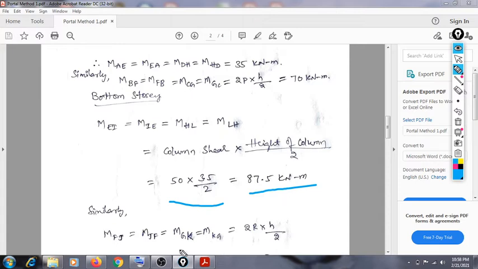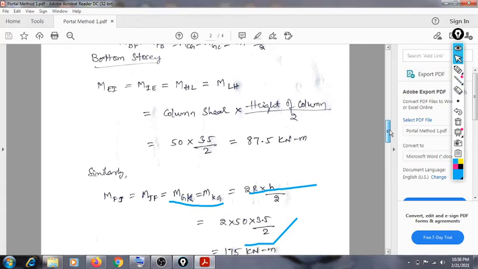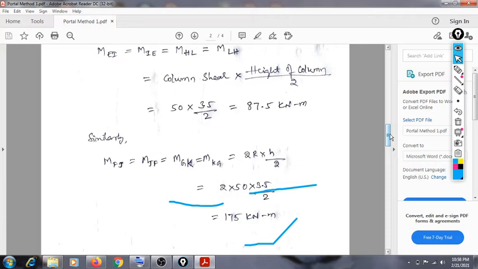Similarly, for the intermediate columns, we have 2R into H by 2. So for this also, we are following the same, and we get the values as 87.5 kilonewton meter and 175 kilonewton meter for the moment at the end of the columns.